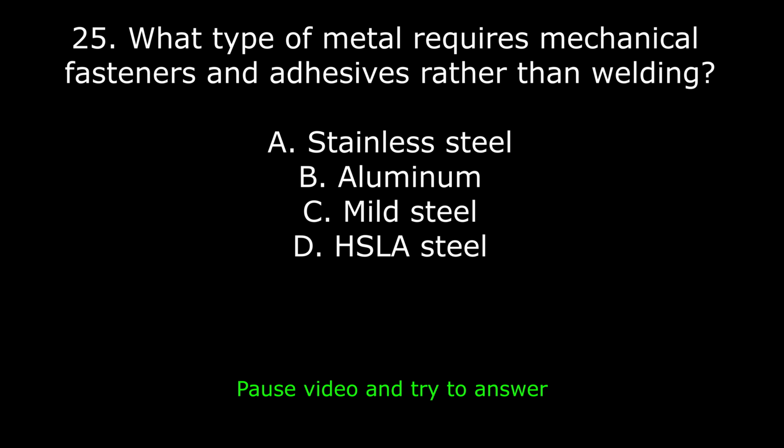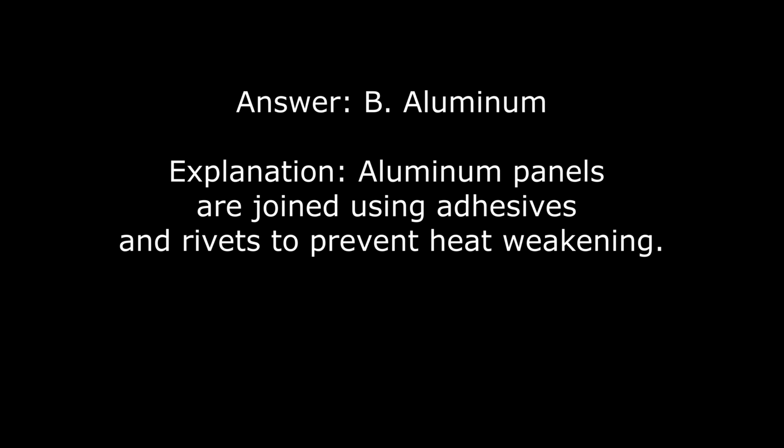25. What type of metal requires mechanical fasteners and adhesives rather than welding? A. Stainless steel. B. Aluminum. C. Mild steel. D. HSLA steel. Answer: B. Aluminum. Explanation: aluminum panels are joined using adhesives and rivets to prevent heat weakening.